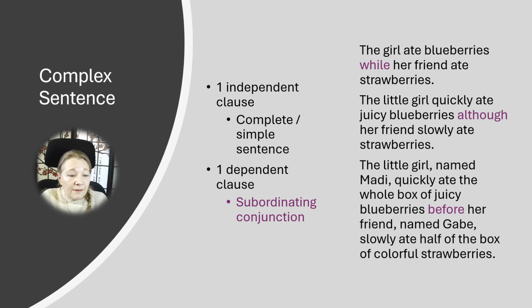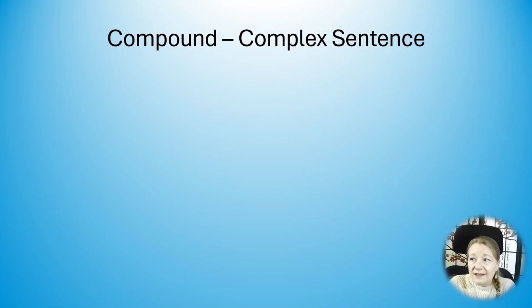The little girl named Maddie quickly ate the whole box of juicy blueberries before her friend named Gabe slowly ate half the box of colorful strawberries. Lots of description and adjectives and adverbs, but it is still one independent clause with one dependent clause, so it's a complex sentence using the subordinating conjunction before. So let's go on to our fourth type of sentence, the compound complex sentence.